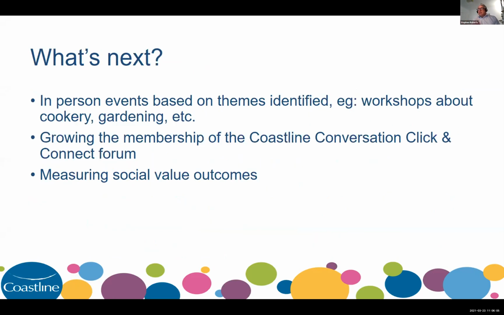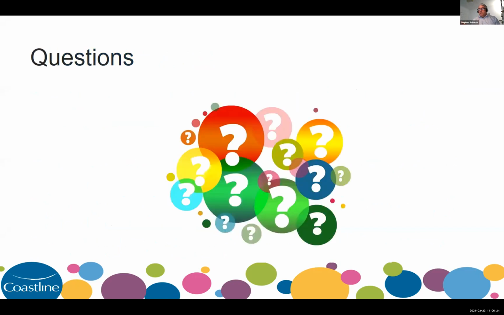So what's next? So now, fantastically, we can get together soon. So we'll be doing in-person events based on some of those themes identified. We're growing the membership of it. And one of the things I'm really quite keen to do is measure the social value outcomes and social impact in terms of trying to put some monetary values to it as well. I've got a questions slide there, so I don't know if there's any questions from James. I'll pause for a moment.